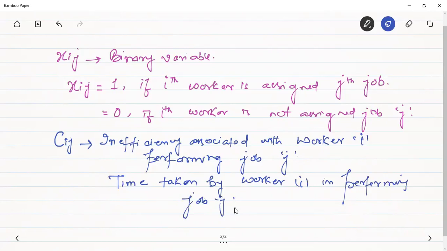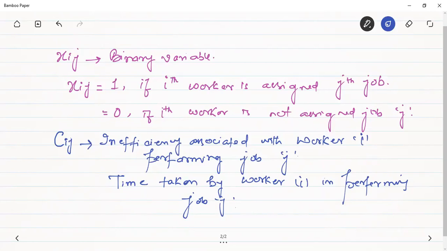In the transportation problem, the Cij was the cost per unit. Here, it is the inefficiency associated with worker i in performing job j. And inefficiency is also proportional to the time. The worker who takes more time, we say that he is that much inefficient, or we can say that it is the time taken by worker i in performing job j. In both scenarios, whether it is the inefficiency or the time, we have to minimize it.